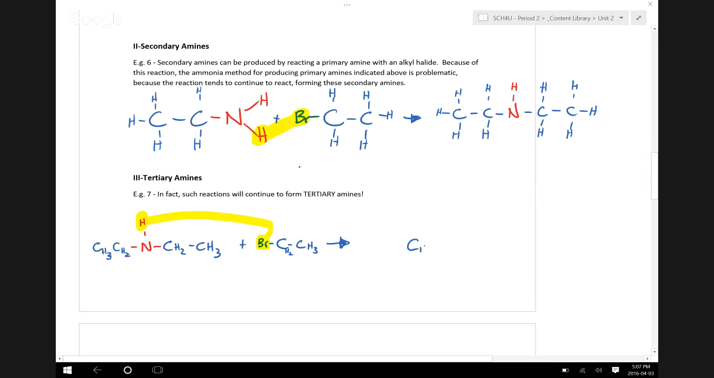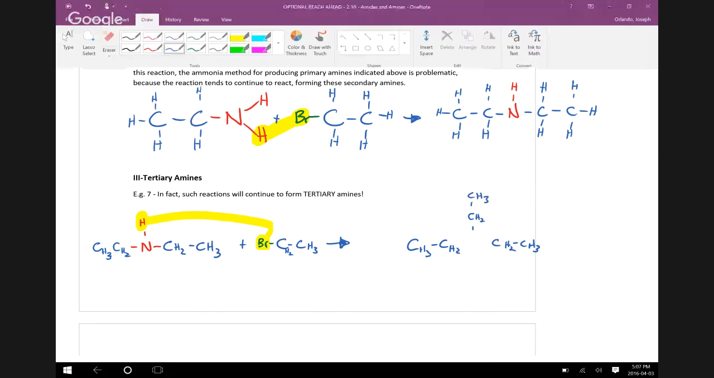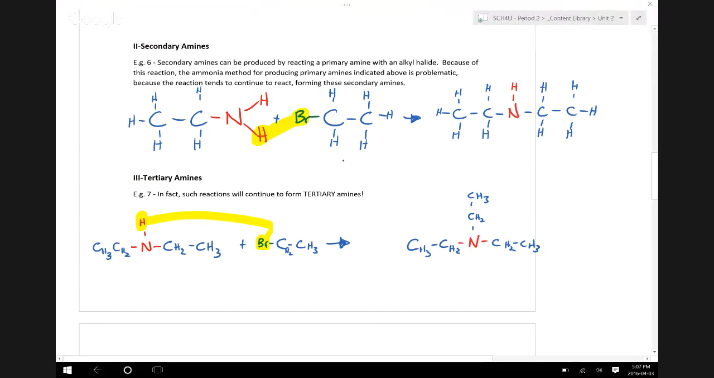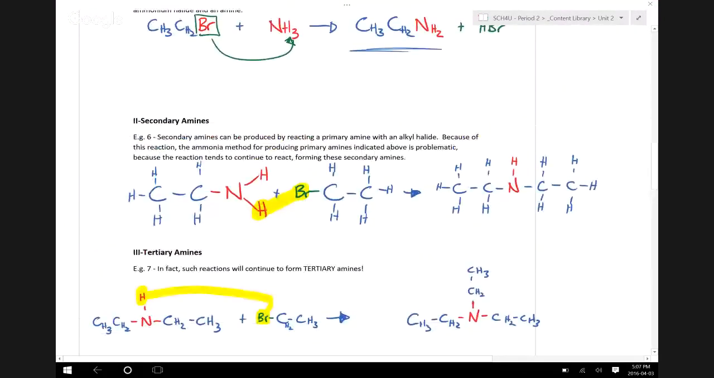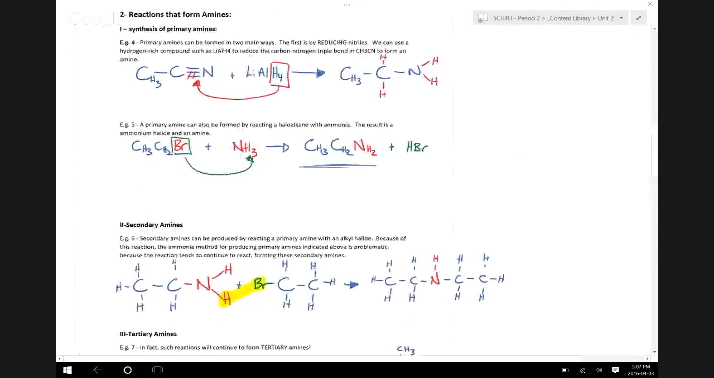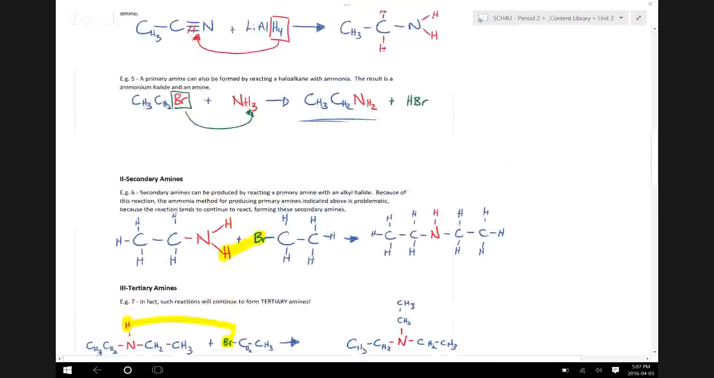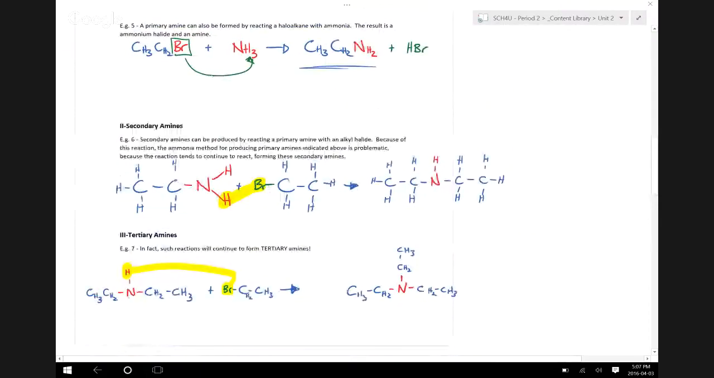So now we would have CH3, CH2, CH2, CH3, and CH2, CH3, with a central nitrogen. All right, and so that's just an example of how we can produce primary, secondary, or tertiary amines just by adding ammonia. But we need to be mindful that, like so many other situations, these reactions will keep happening, again and again and again in the presence of ammonia.